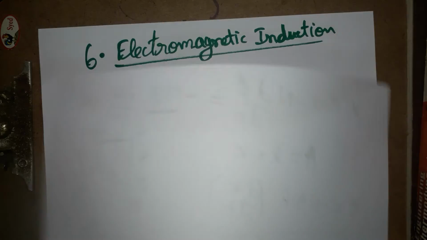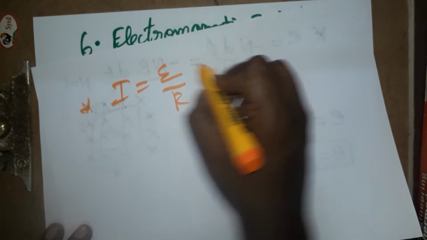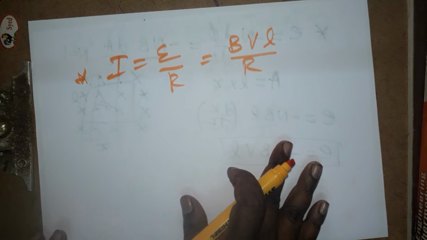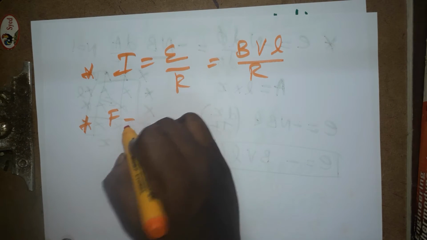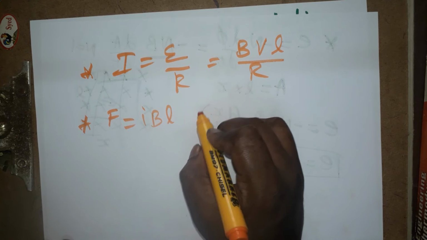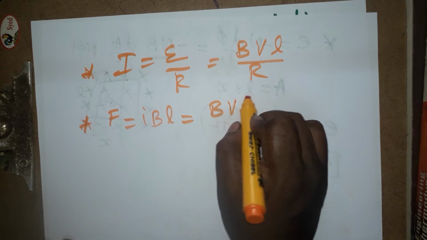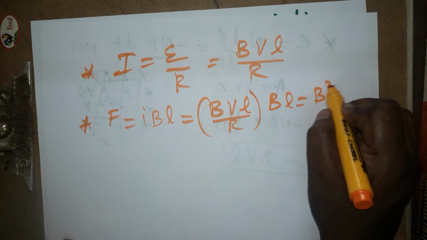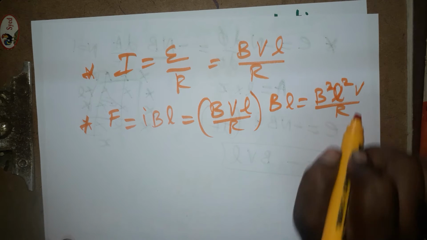You need to know what I is also. I is equal to EMF divided by R. So EMF already we know, BVL divided by R. F is equal to IBL. It's one important example given in NCERT. I already know, BVL divided by R into BL. The answer will be B square L square V divided by R.